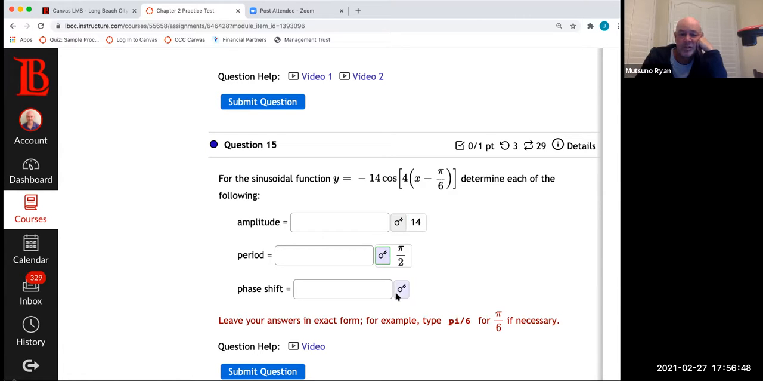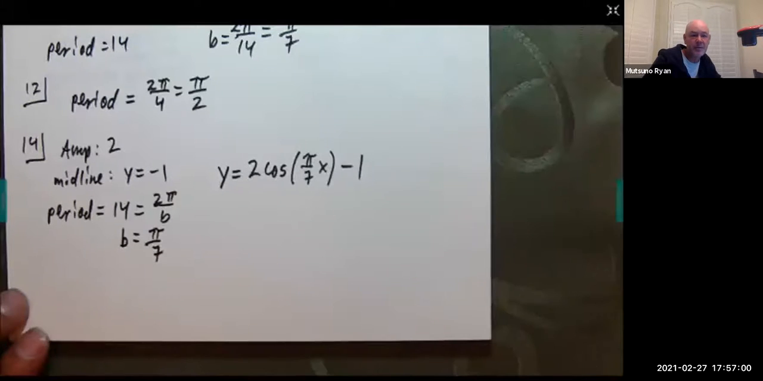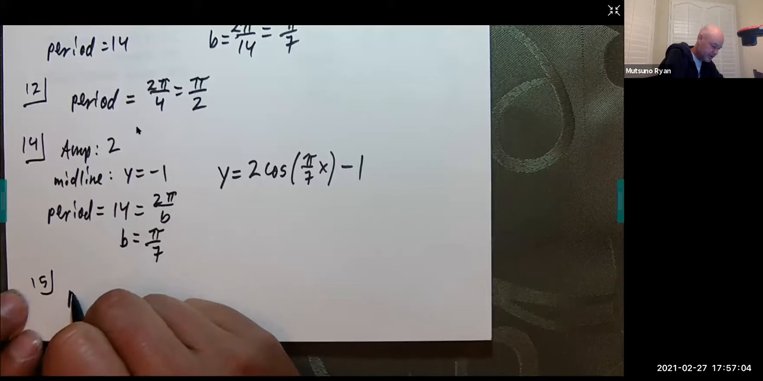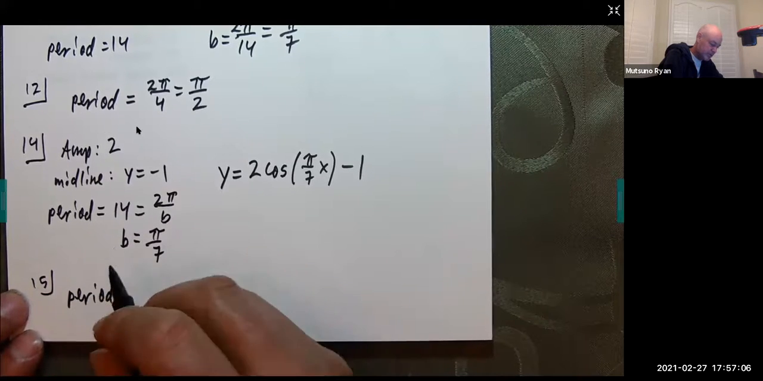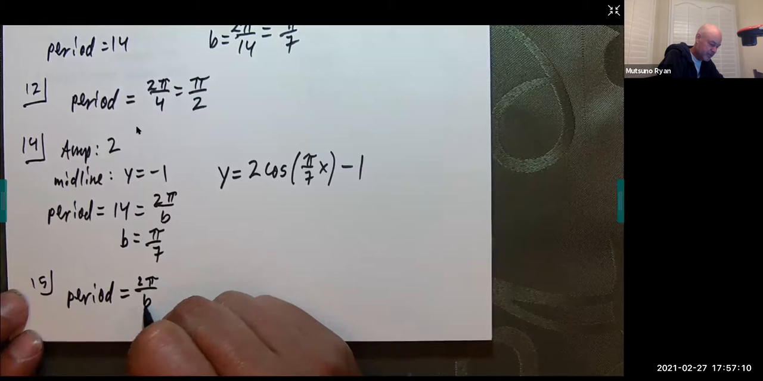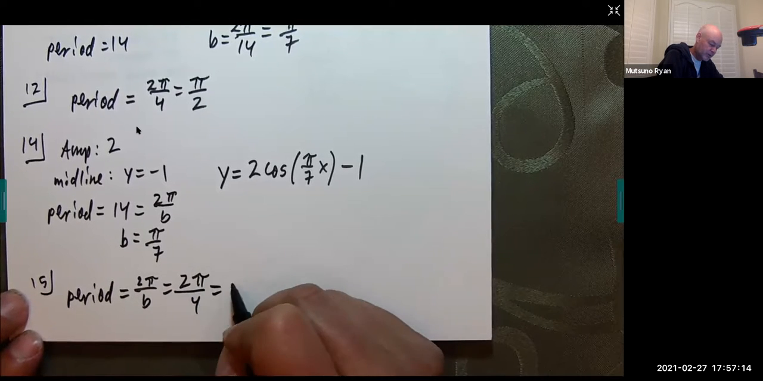And the phase shift, let me write out the period again. I'm afraid someone's going to not be able to see what I'm doing. So remember, B is 4 in this case. So this is number 15. So the period is equal to 2 pi over B, which B in this case was 4. So that's going to reduce to pi over 2.